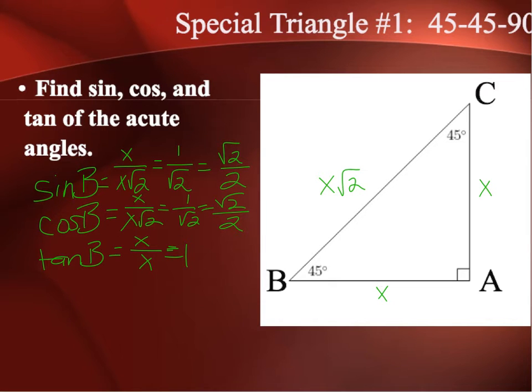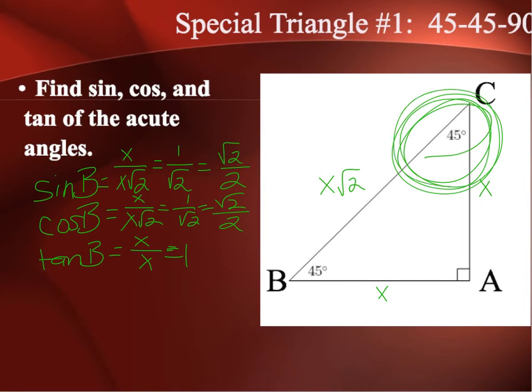That shouldn't be a surprise. They're both 45-degree angles, so the ratios for sine and cosine should be equal. Tangent, you end up with opposite divided by adjacent, which is just 1. And it turns out that if you do sine of c, cosine of c, tangent of c, you get the exact same thing.